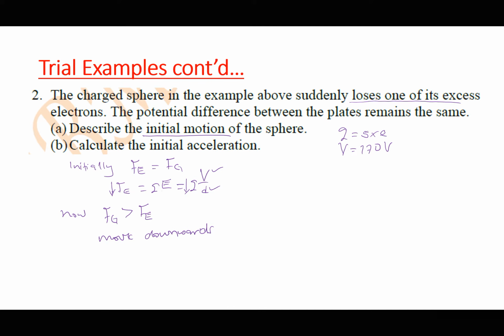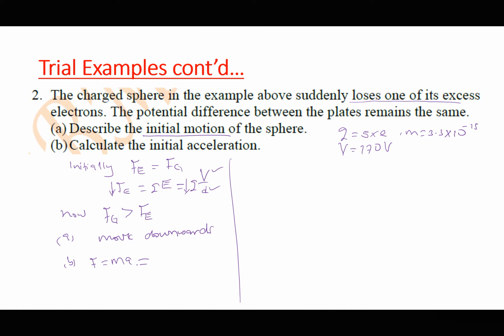Then at what acceleration will it move? This was part A. Part B, by Newton's second law, the resultant force F is given by mass times acceleration, where we know the mass from the previous example. The mass was 3.3 times 10 power negative 15. That was the mass.